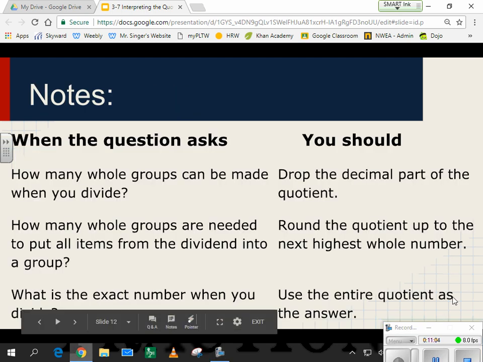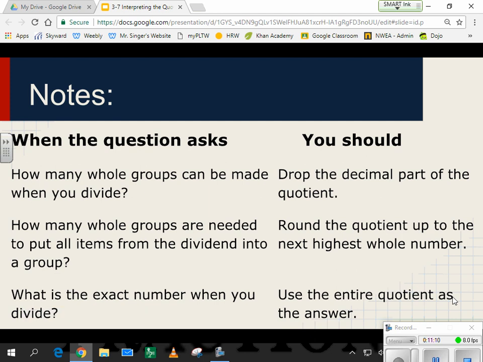And here's your, oops, sorry, I forgot we have one more set of notes to help you determine what you're looking for. Whenever you're dealing with questions that say how many whole groups can be made when you divide, that would mean that you're dropping the decimal or rounding down. Whenever you have how many whole groups are needed to put all the items from a dividend into a group, that means that you're going to have to round up to the next available number. Where if it asks for an exact number, that means you're going to find exactly what you need. Make sure you have this down because this will help you in determining what kind of interpretation you need for that division problem.